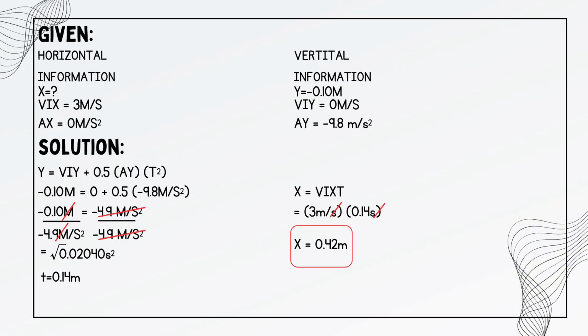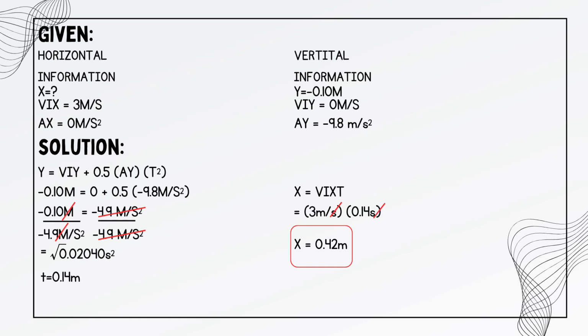Let's first get the horizontal and vertical information so that we can easily solve the problem. For the horizontal information, the x or the distance does not have a value because that is what we are finding. The initial horizontal velocity is 3 meters per second and the acceleration is 0 meters per second squared. For the vertical information, the value of y is negative 0.10. The initial vertical velocity is 0 meters per second and the acceleration is negative 9.8 meters per second squared.